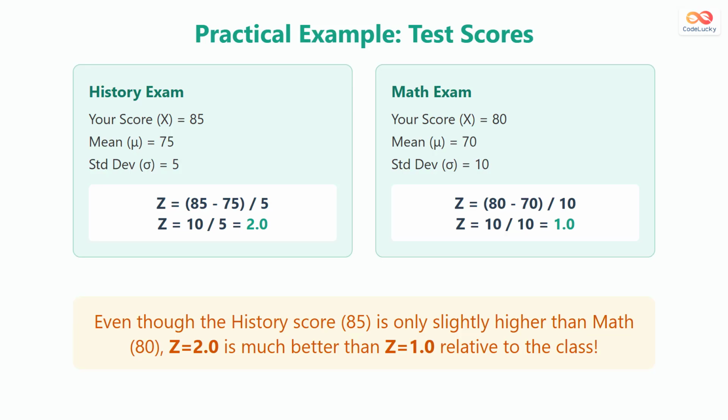Let's look at an example. Suppose you scored 85 on a history exam where the average was 75 and the deviation was 5. Your z-score is 2. On a math exam, you scored 80, but the average was 70 with a deviation of 10. Your z-score is only 1. Even though your raw score was lower in math, you actually performed better in history relative to the class, because a z-score of 2 is much higher than 1.